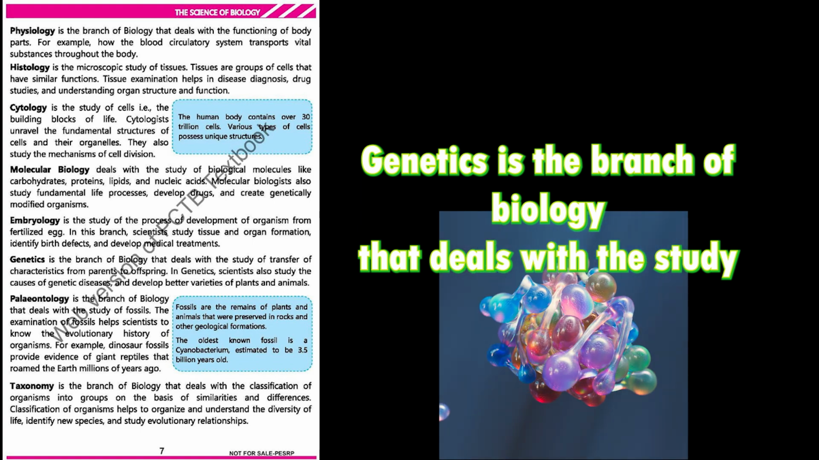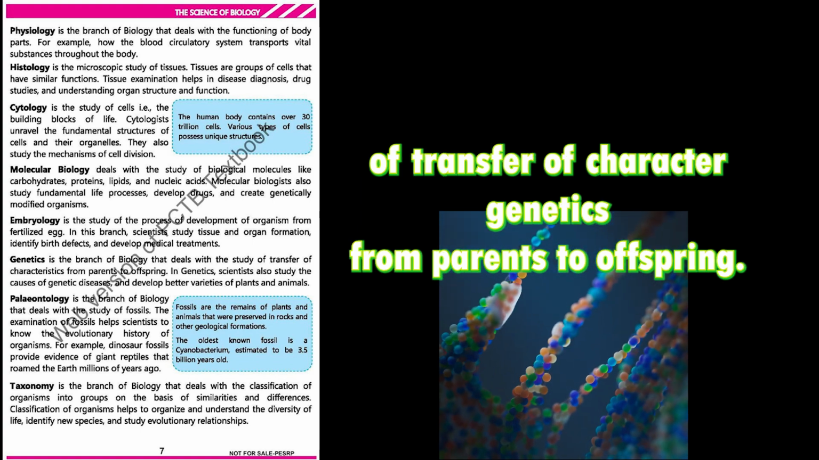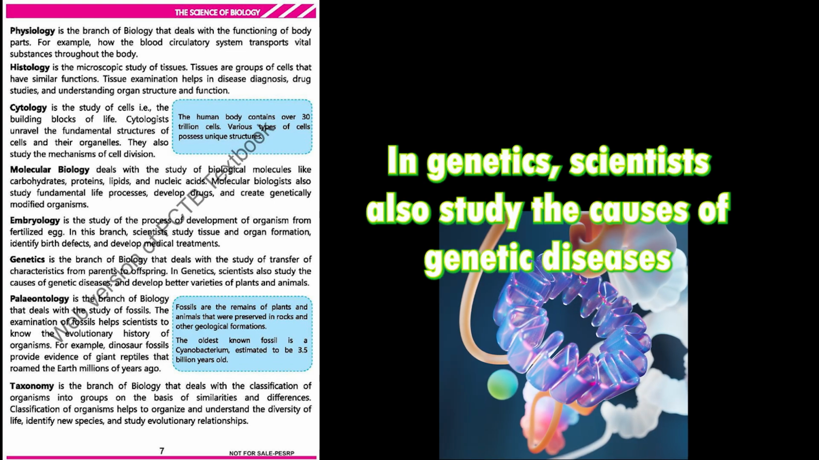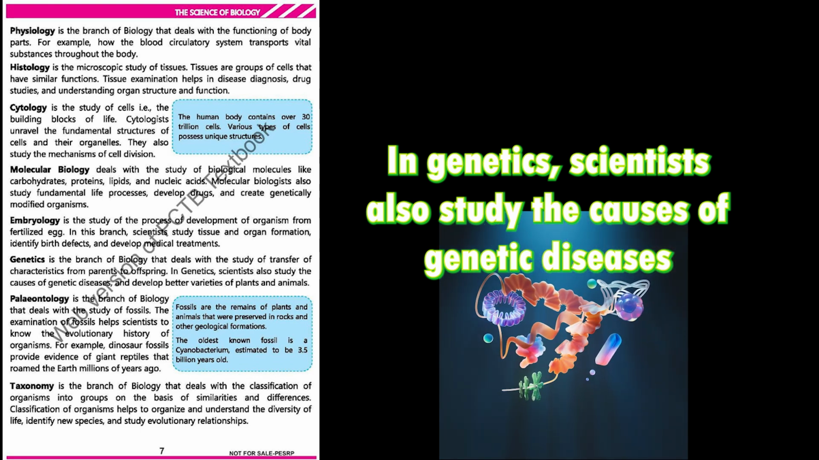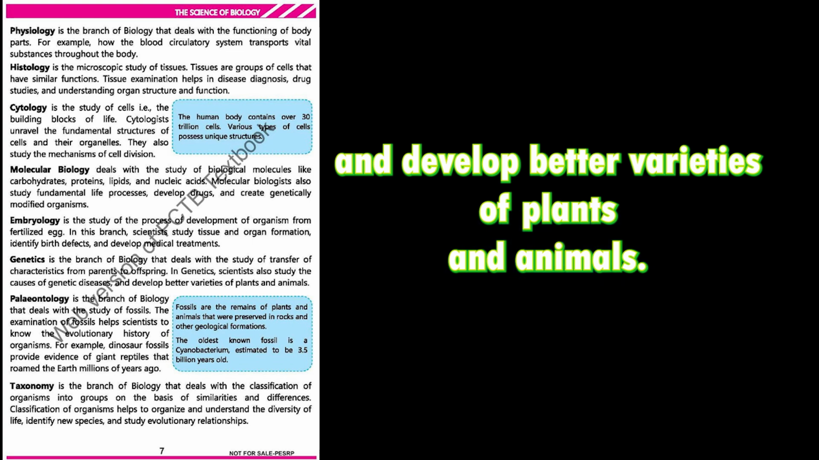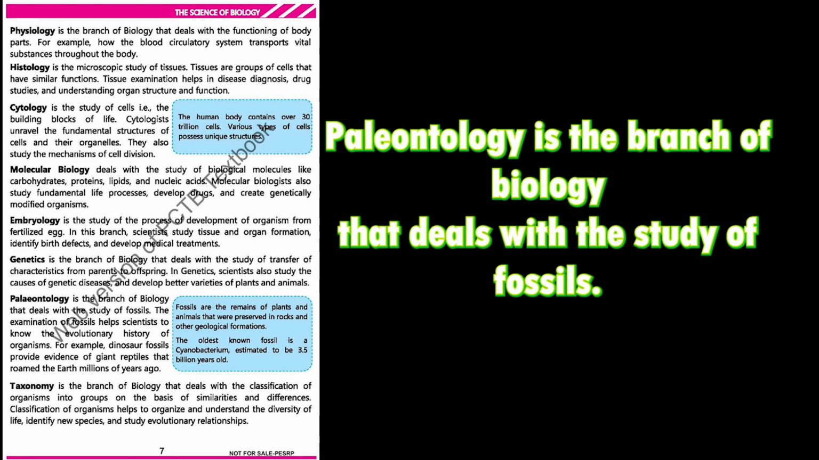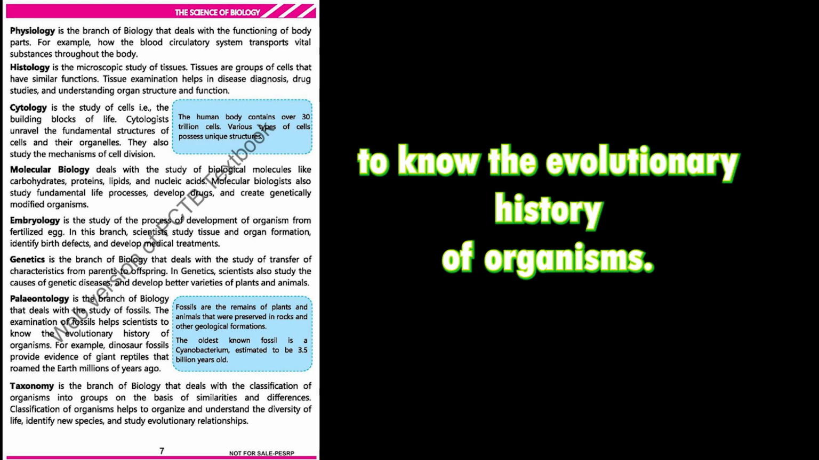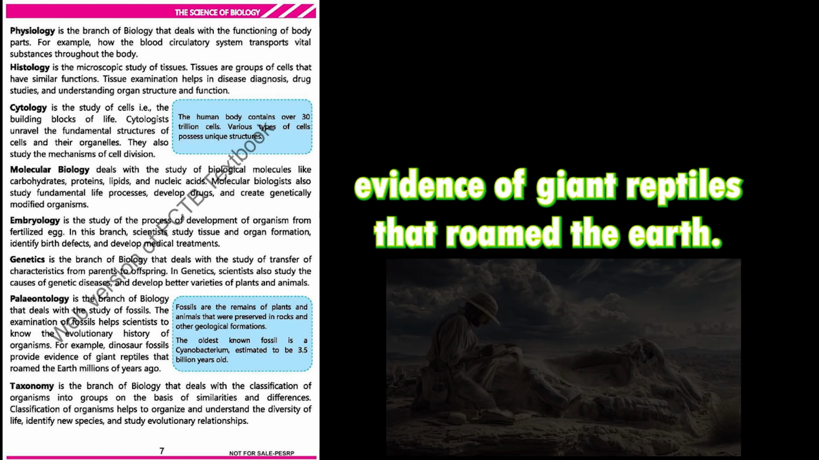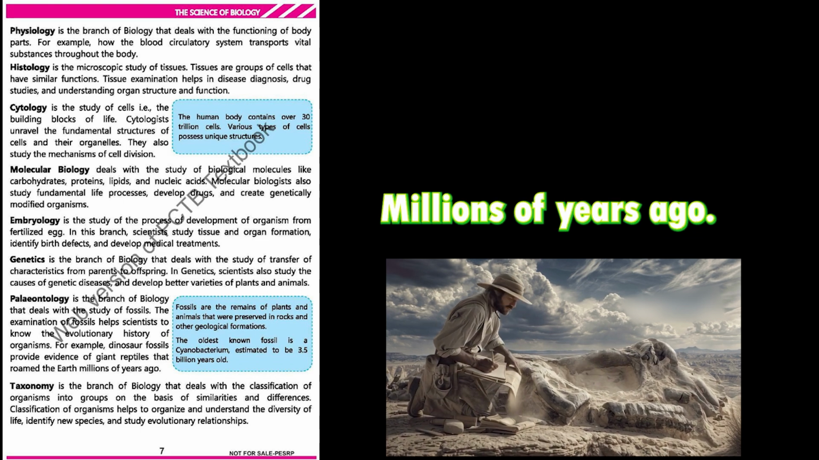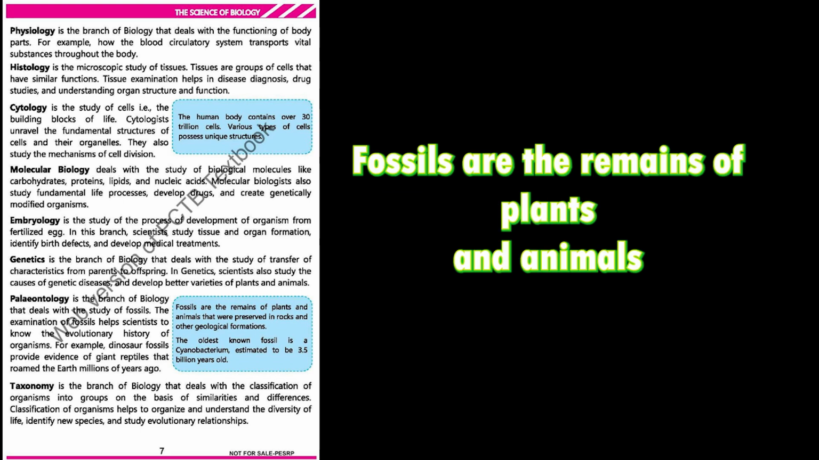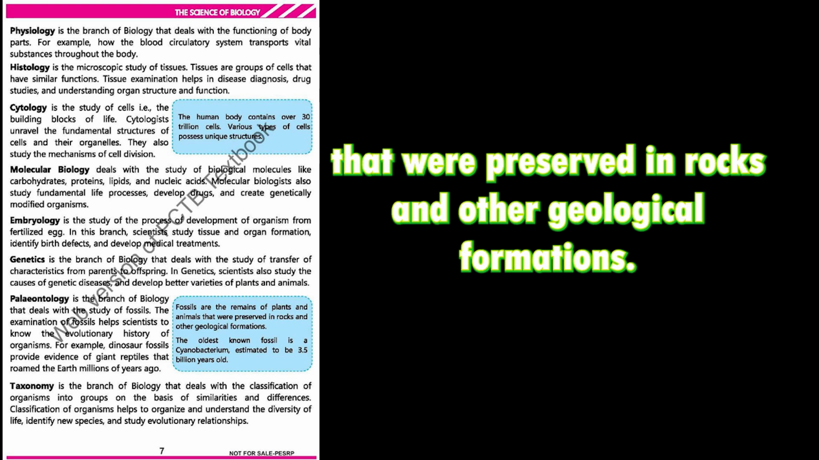Genetics is the branch of biology that deals with the study of transfer of characteristics from parents to offspring. In genetics, scientists also study the causes of genetic diseases and develop better varieties of plants and animals. Paleontology is the branch of biology that deals with the study of fossils. The examination of fossils helps scientists to know the evolutionary history of organisms. For example, dinosaur fossils provide evidence of giant reptiles that roamed the Earth millions of years ago. Fossils are the remains of plants and animals that were preserved in rocks and other geological formations.